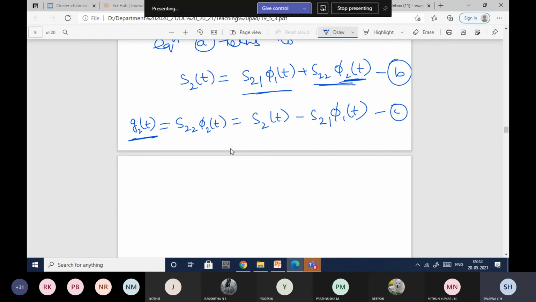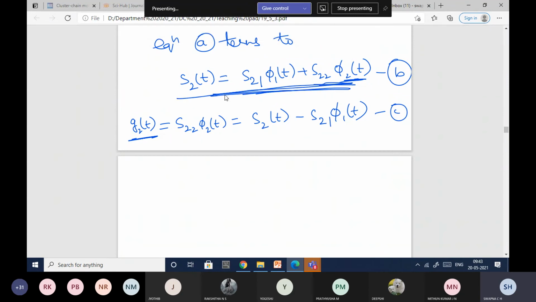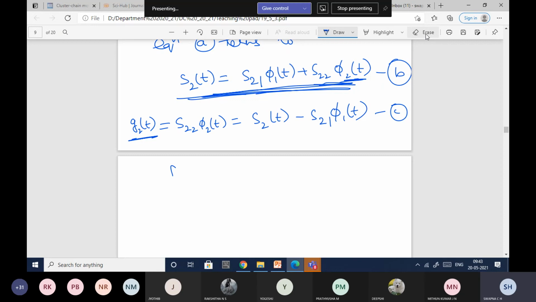Now I have to get phi 2 of t, which I'll see later. First, I'll take this function S2 of t and do some further analysis by multiplying something to get phi 2 of t. This equation I'll write later.